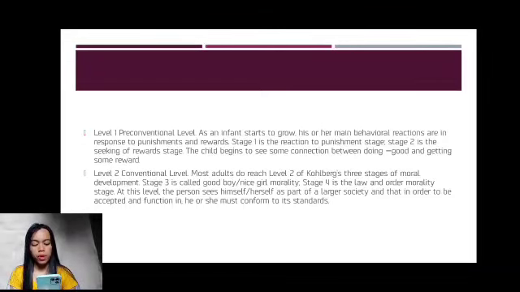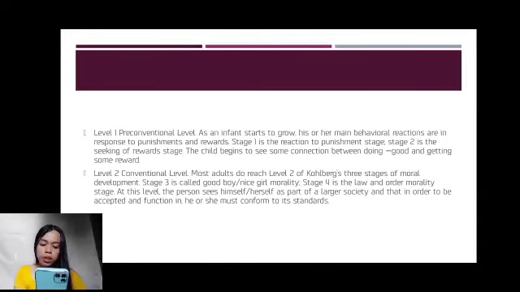Level 1 is the pre-conventional level. As an infant starts to grow, his or her main behavioral reactions are in response to punishment and rewards. Stage 1 is the reaction to punishment stage. Stage 2 is the seeking of rewards stage. The child begins to seek some connection between doing good and getting some reward. So the pre-conventional level is concerned primarily with the consequences of one's action. Children in the pre-conventional level have not yet internalized society's conventions about what is right or wrong.